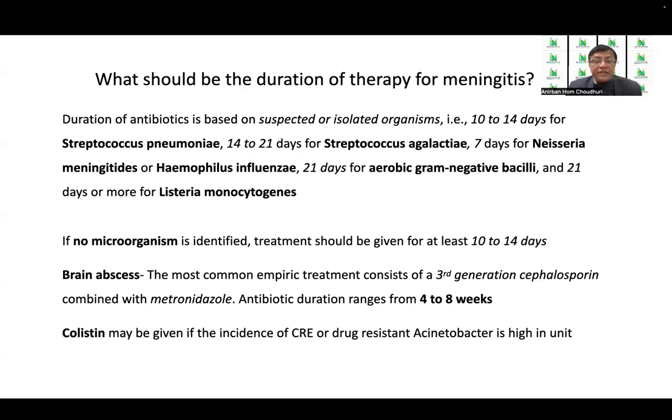Colistin may be given if the incidence of carbapenemase resistant Enterobacteriaceae or drug resistant Enterobacter is very high in the unit. So I avoided discussion about colistin because colistin, polymyxin, tigecycline, these are our last line drugs, and their inadvertent use is giving rise to a lot of problems in the management of the patients, because by the time a patient reaches the ICU, it is often seen that these drugs have been administered at the primary or the secondary level, either outside or in the ward. So it becomes very difficult to find a suitable antibiotic for such patients. So I avoid it.